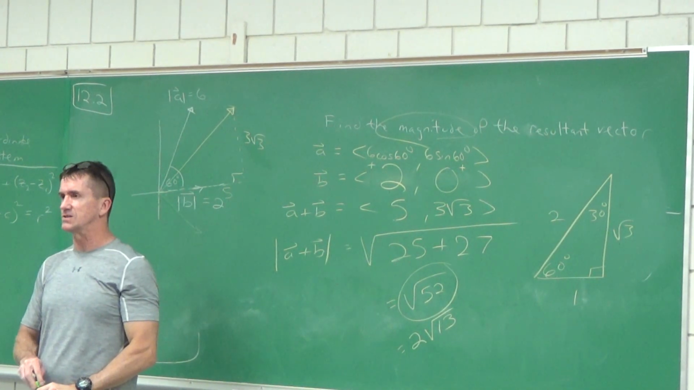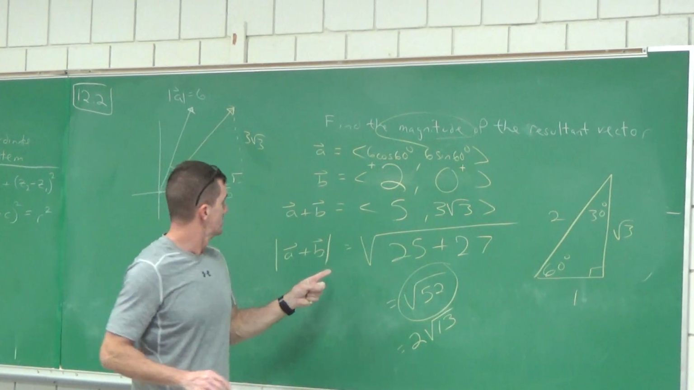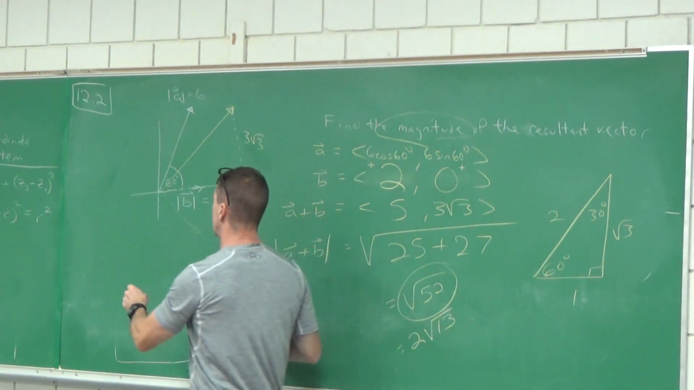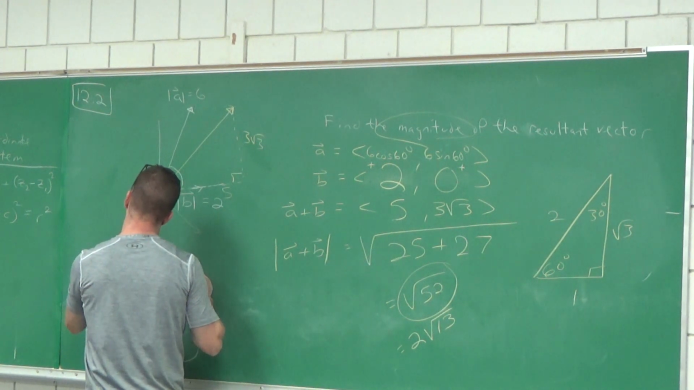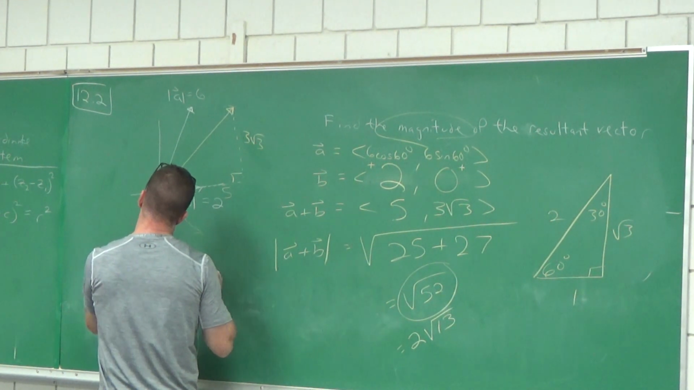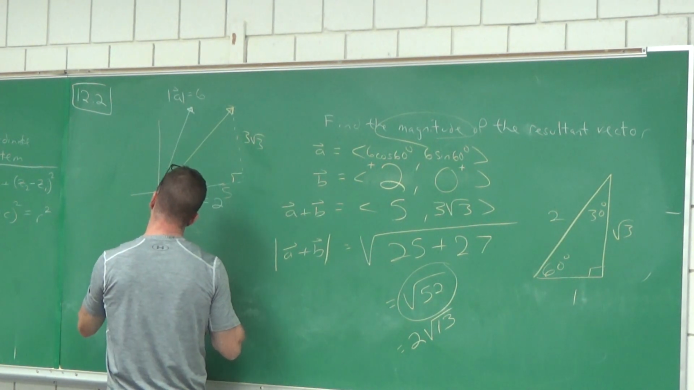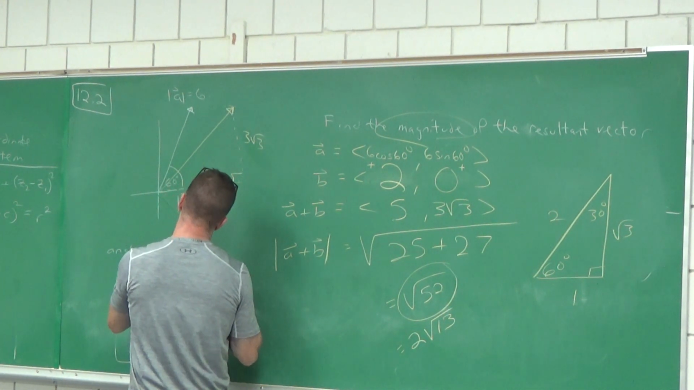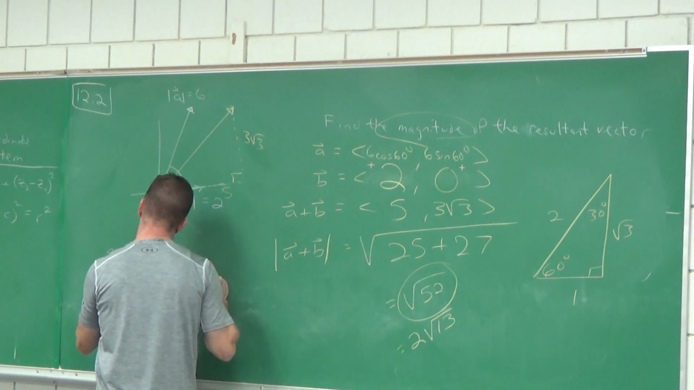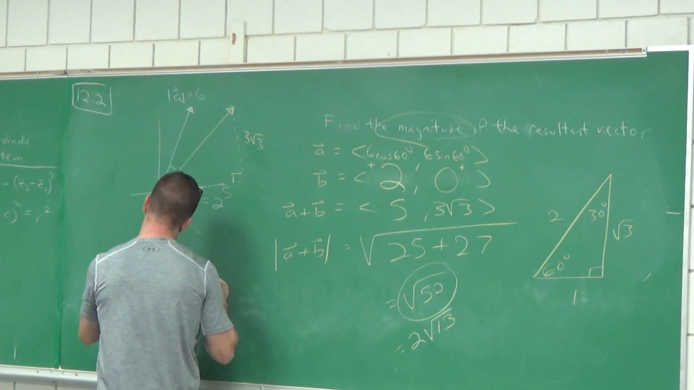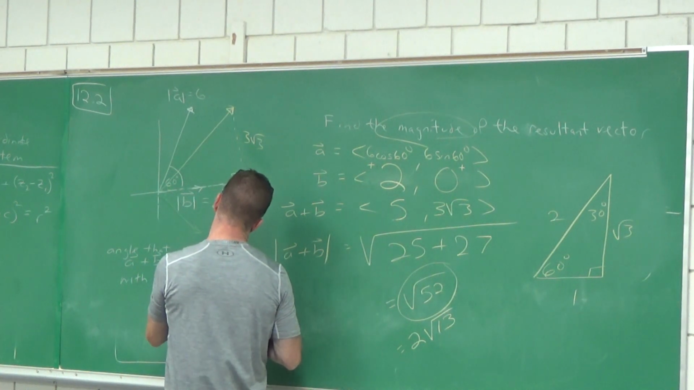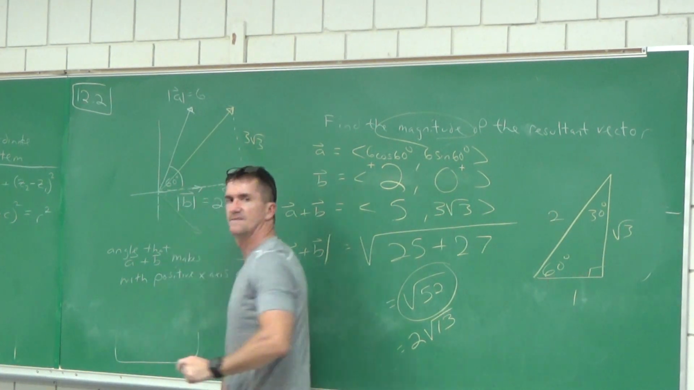Hey, cool. Is there any questions on that? One more thing. Can you find the angle that vector A plus B makes with the positive x-axis? Can you help me find that?